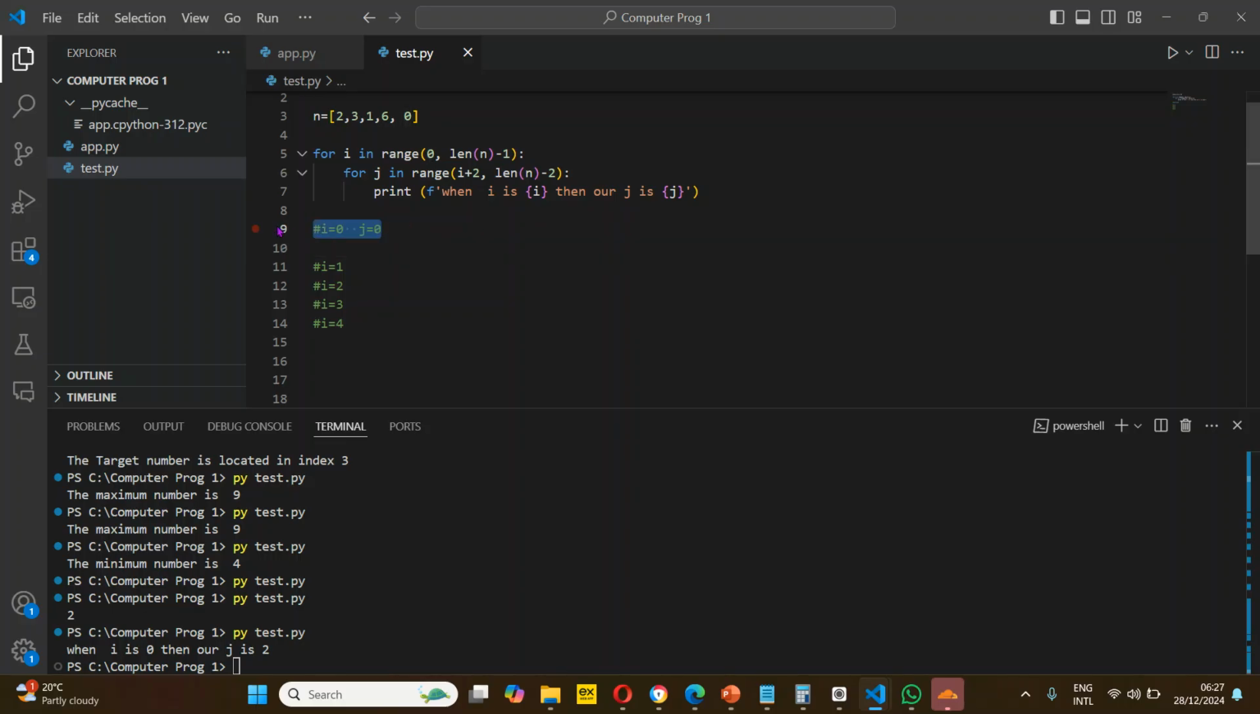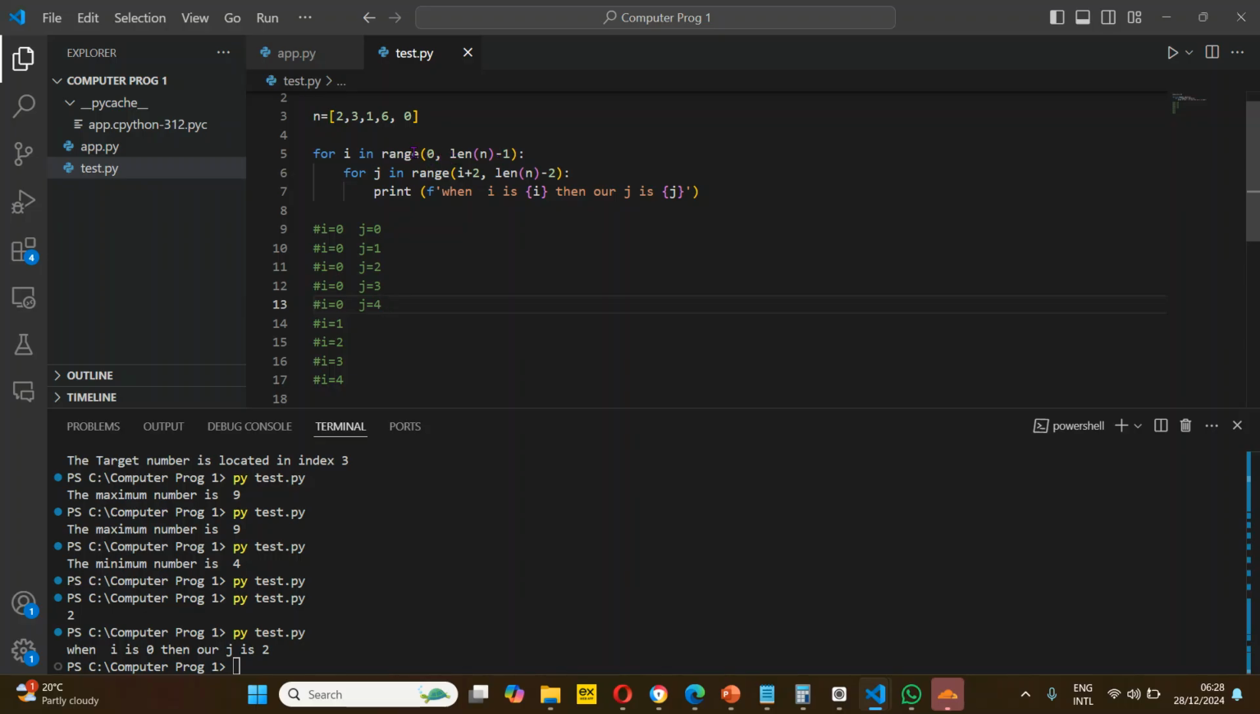So our j is equal to 0, our j is equal to 1, our j is equal to 2, our j is equal to 3, our j is equal to 4, which is 1, 2, 3, 4, 5. Now let's apply the rules. All right, let's apply the rules.